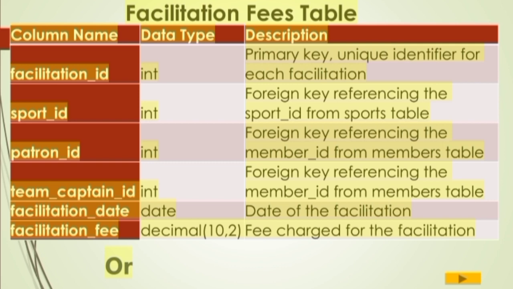Facilitation fees table. Column name, data type, description. Facilitation_id, int, primary key, unique identifier for each facilitation. Sport_id, int, foreign key referencing the sport_id from the sports table. Patron_id, int, foreign key referencing the member_id from the members table. Team_captain_id, int, foreign key referencing the member_id from the members table. Facilitation_date, date, date of the facilitation. Fee, decimal 10,2, fee charged for the facilitation.